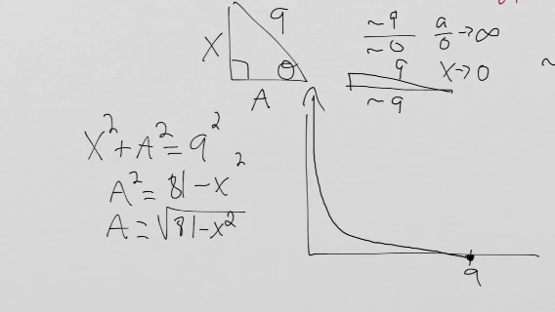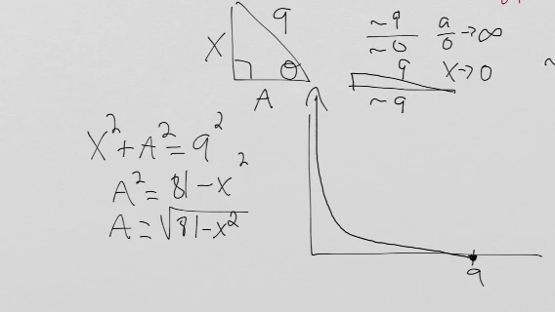So first of all, do not try to simplify this, because the square root of 81 minus x squared is not 9 minus x. 81 minus x squared actually factors as 9 minus x times 9 plus x. So we can't just say that the square root of 81 minus x squared is 9 minus x, because that's not true. This is how it factors, so this is as simplified as we can get.